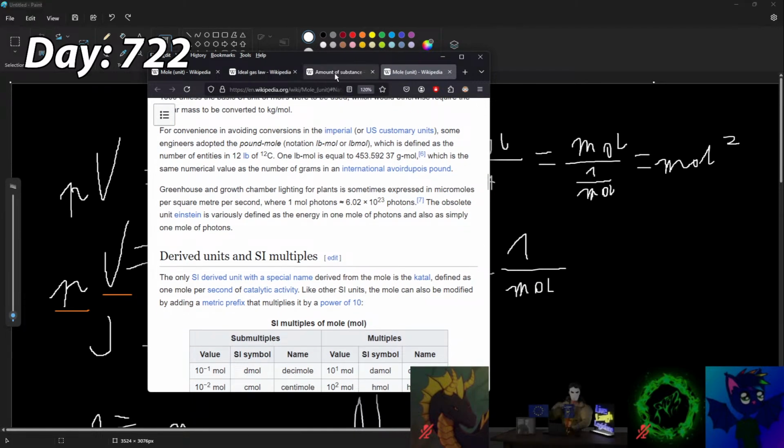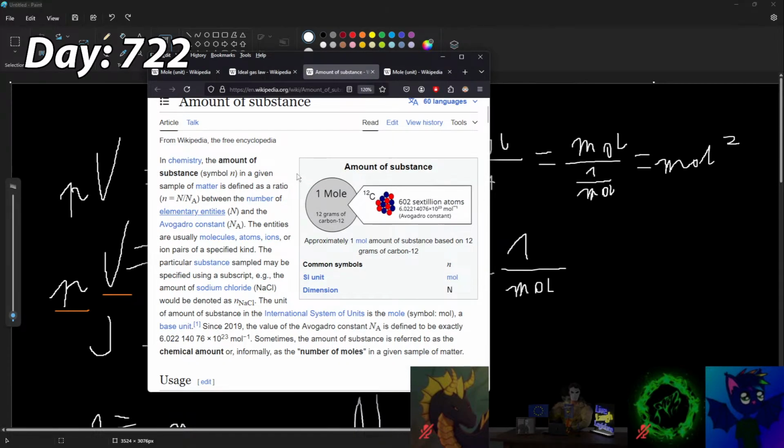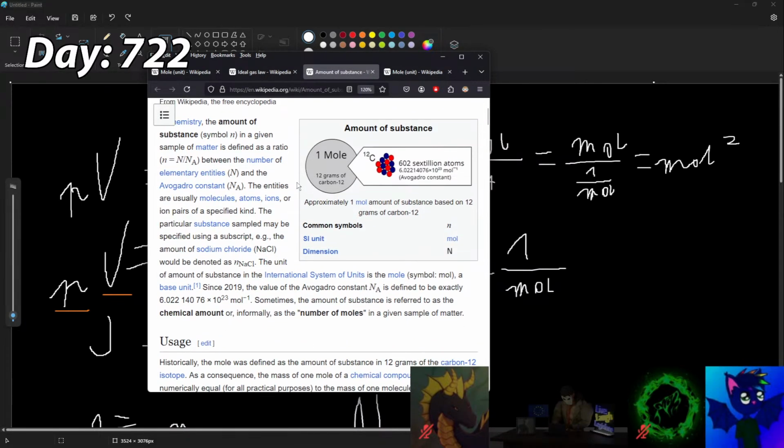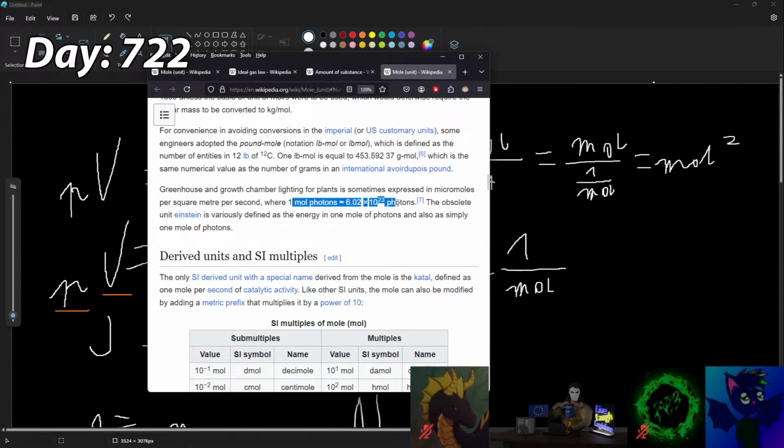Hold on for a second. Okay, it's a mole of substance. I mean, the entities go back to usually molecules, atoms, ions, or ion pairs, specific ions. I like how it's "usually" because you can use it for everything. There is a mole of photons.